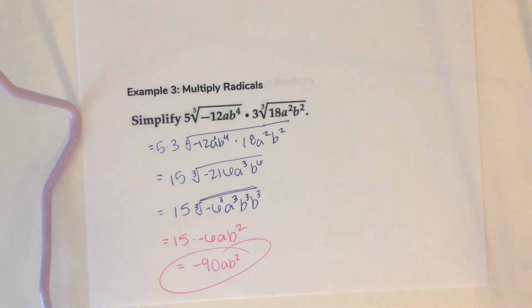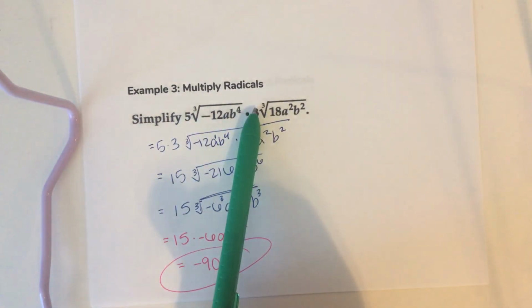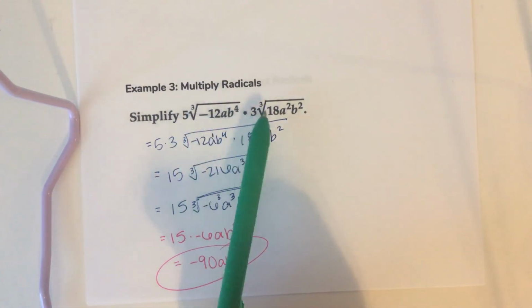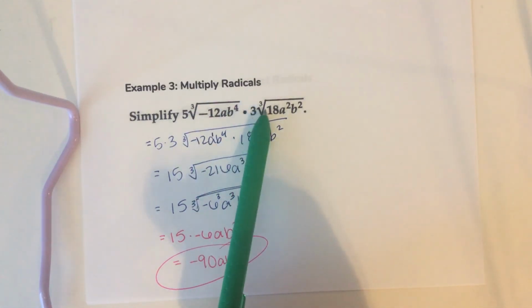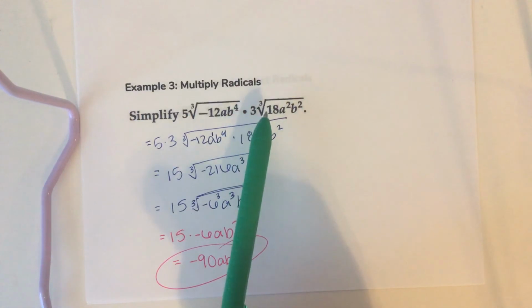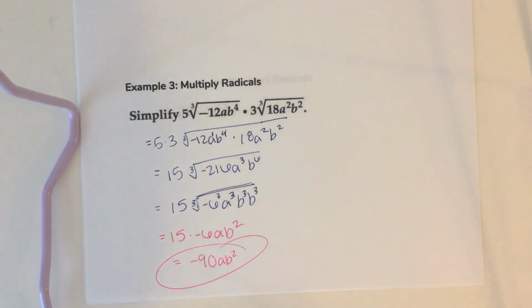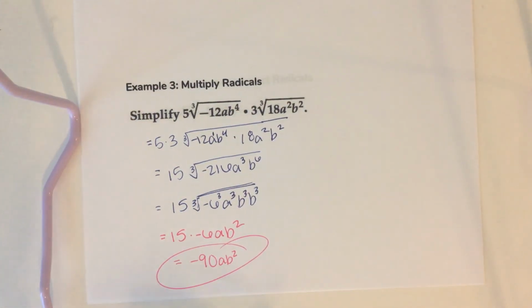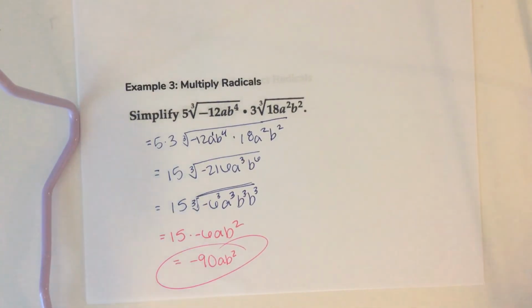Again, you can multiply the outsides together, and as long as the index is the same, as long as they both have the same number inside the little check mark thing, you can multiply the insides as well. A big rule to remember is that when we're multiplying variables, we add exponents. Exponent rules have not gone away, so those are going to help here.